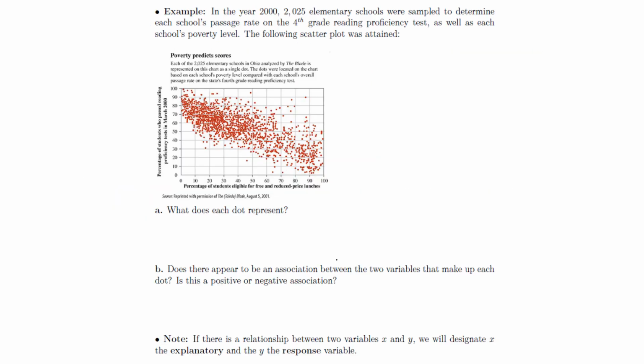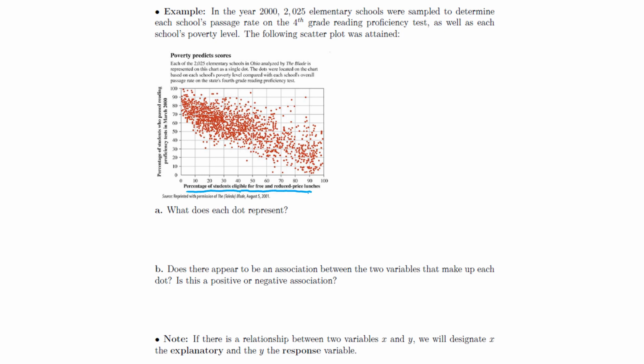Let's do an example here to get a handle on what's happening. It says in the year 2000, 2,025 elementary schools were sampled to determine each school's passage rate on the 4th grade reading proficiency test, as well as each school's poverty level. And they made this big scatter plot here. The first thing is, what does each dot represent? We can figure that out just by reading the labels. X is the percentage of students eligible for free and reduced lunches.